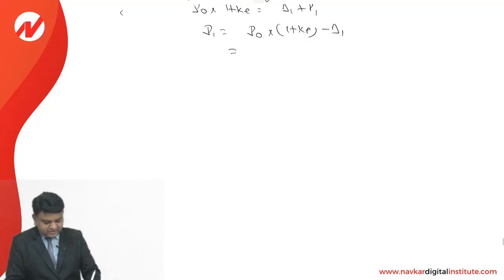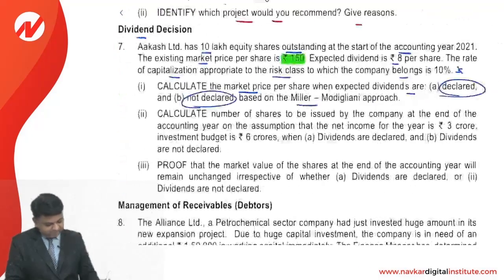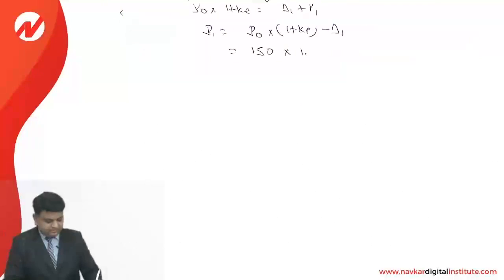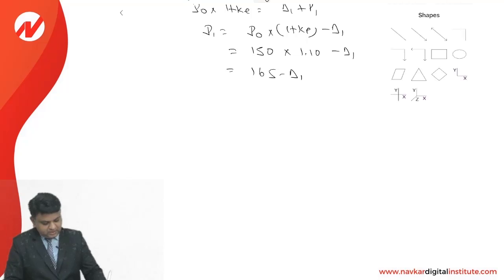So what is the market price of equity share? 150. What is cost of equity? Cost of equity is 10%, minus D1. So 165 minus D1. We have been provided with the 2 dividends per share, 8 rupees and 0 rupees.